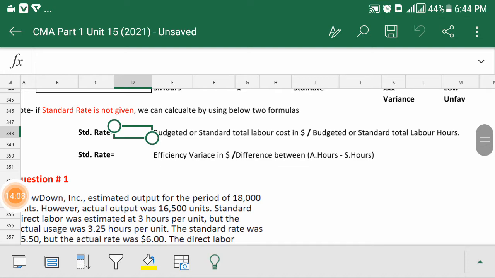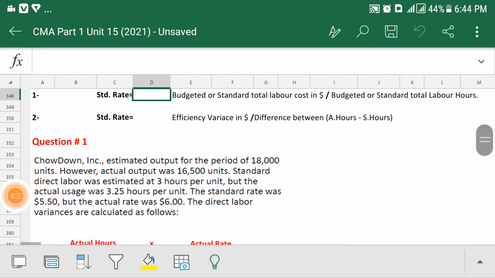And the second one is the standard efficiency variance. If an efficiency variance is given, then you write the efficiency variance, that means the direct labor usage variance. You can see that whatever it is, divided by actual hours minus standard hours, you will get the difference.